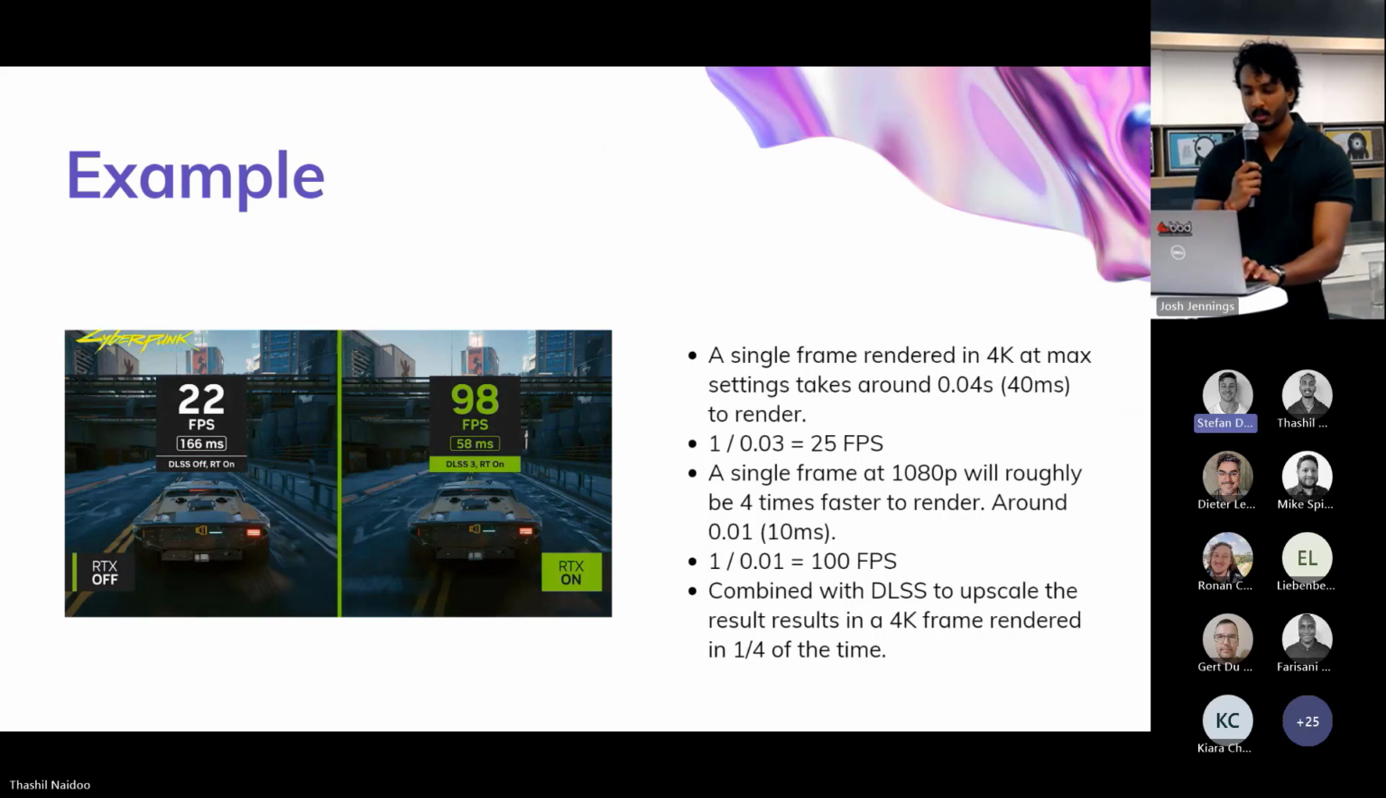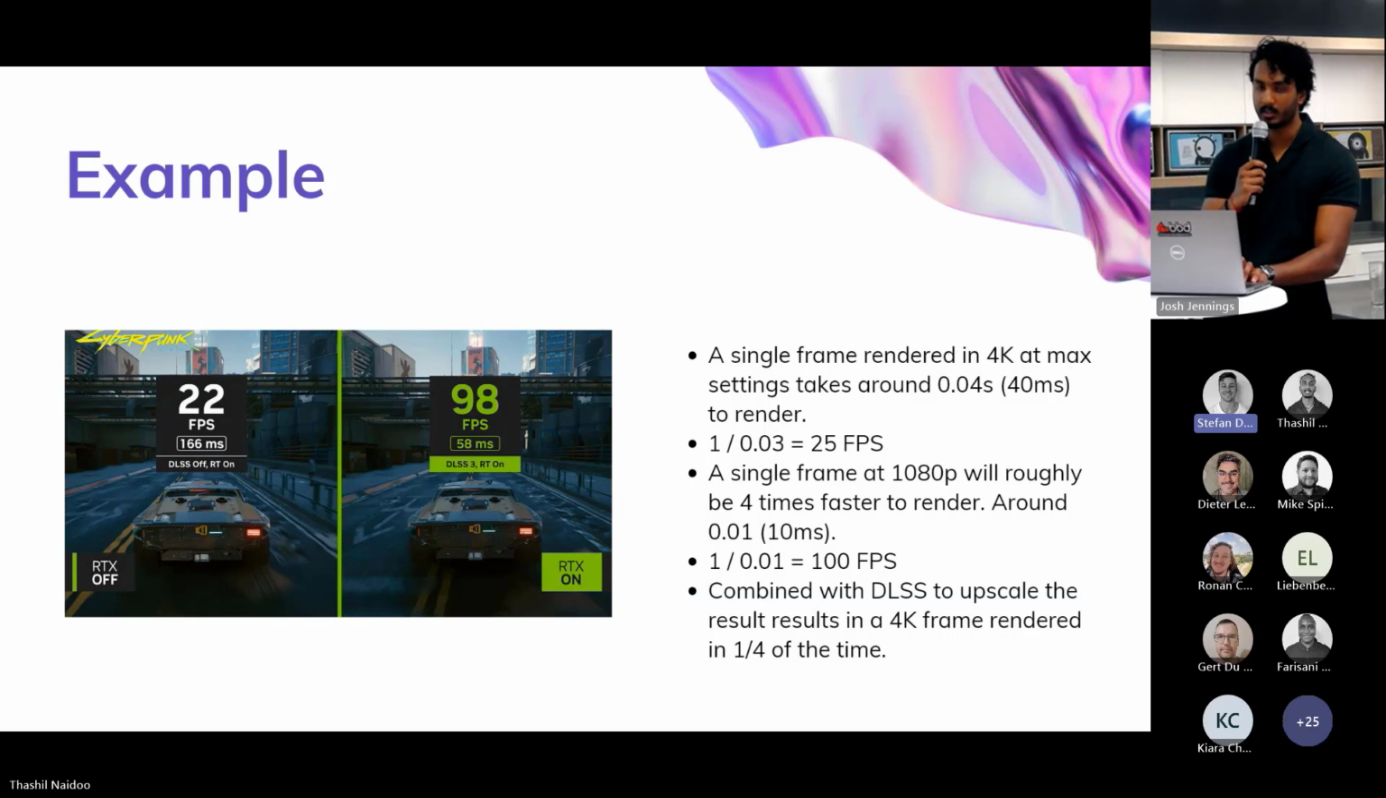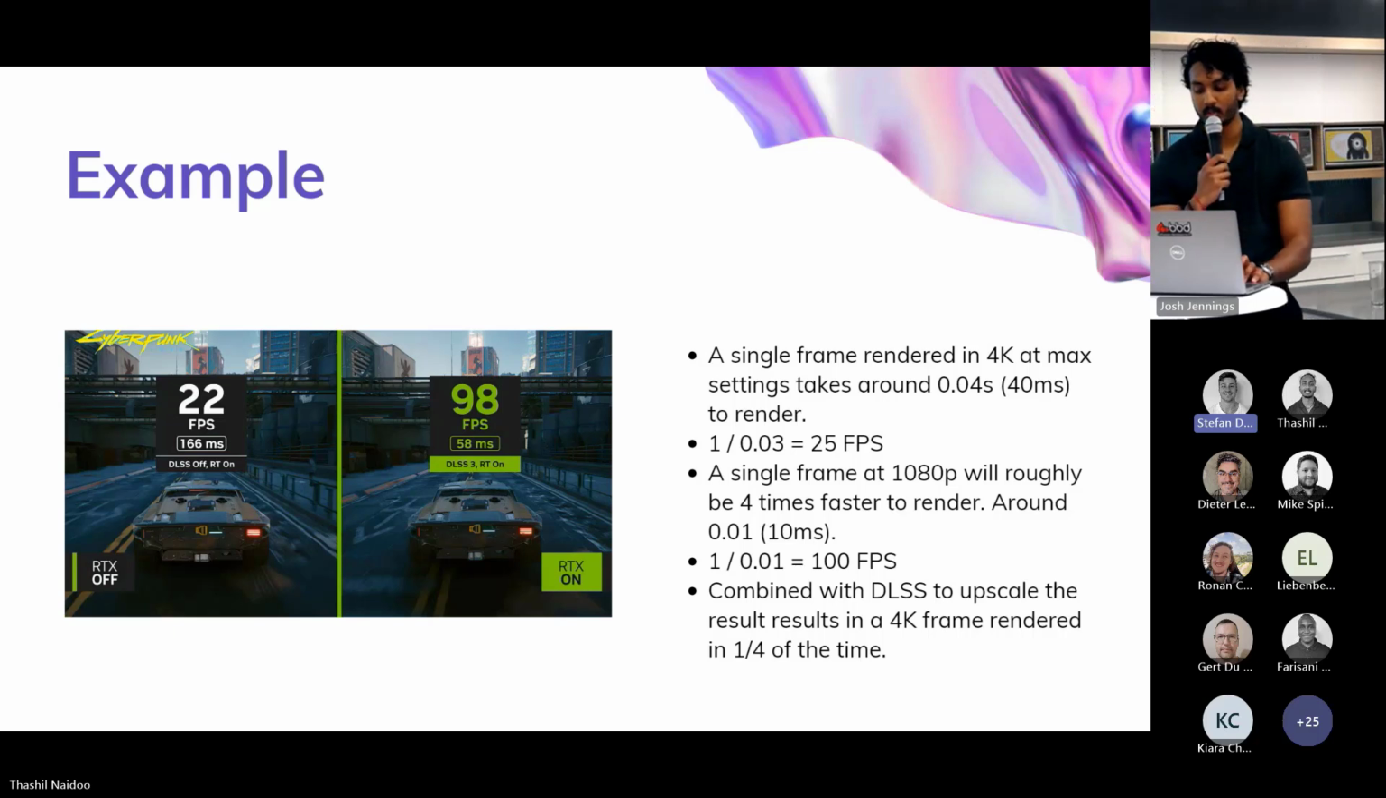As an example, imagine we had a frame rendered at 4K at max settings that takes around 40 milliseconds to render. This will average around 25 frames per second. A single frame at 1080p, which is 4 times fewer pixels, would be 4 times faster to render and average around 10 milliseconds and 100 frames per second. This, combined with DLSS to upscale the 1080p results to 4K, results in a 4K frame rendering in a quarter of the time.